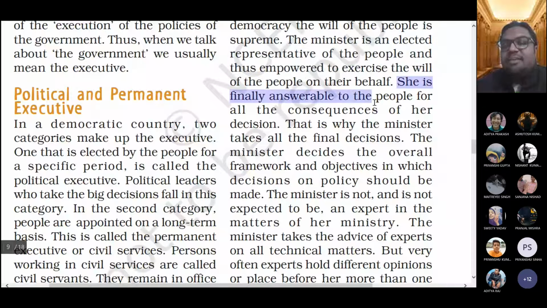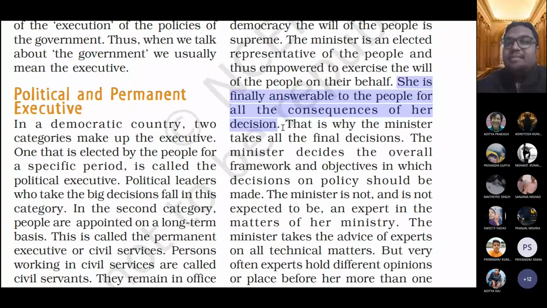She is finally answerable to the people for all the consequences of her decision. Here it is talking about that if a minister takes a decision, whatever impact will be there of the decision, the minister is answerable to us. In a democracy, it is not that any minister can do anything, take any decision, and say nothing like a dictator.